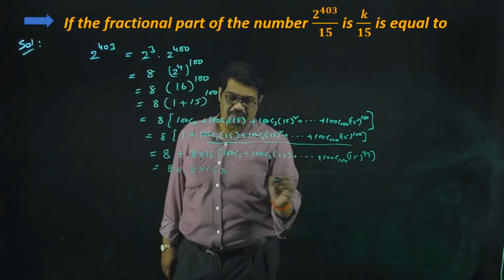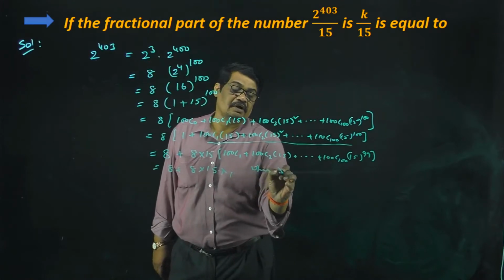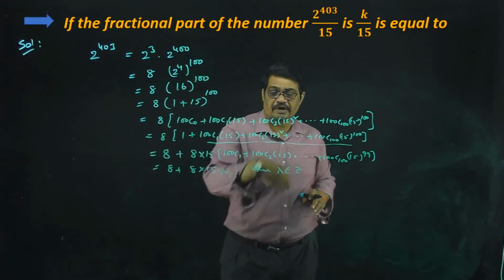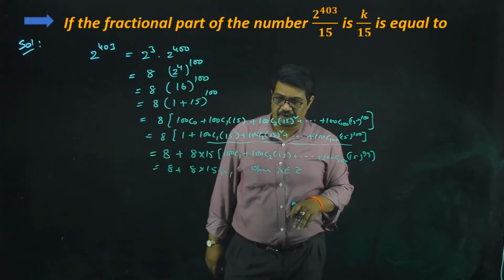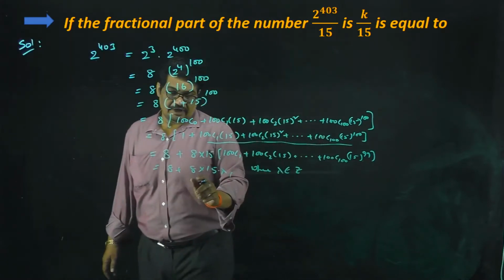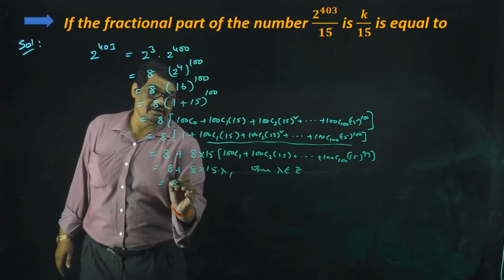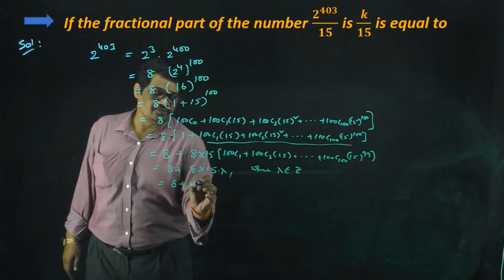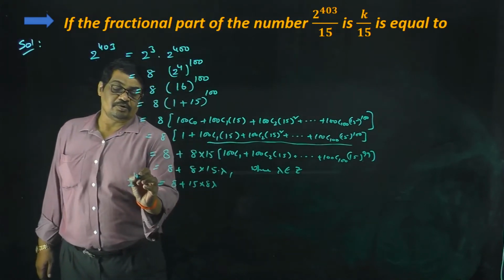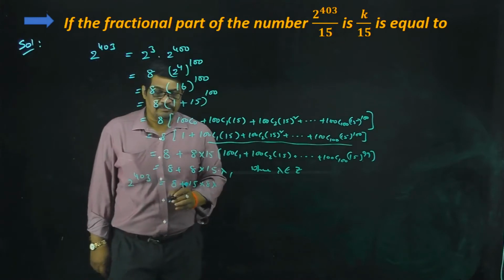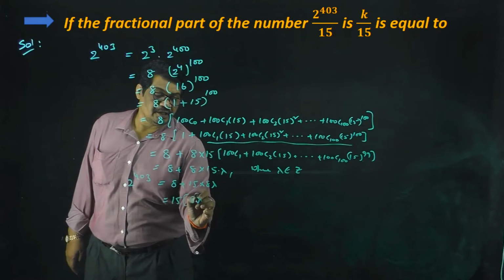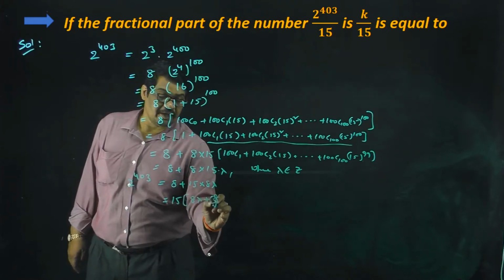Here this is some integer, where lambda is some integer. This is the sum of the product of the binomial coefficients and integers, so this sum is some integer. So now this can be written as 8 plus 15 into 8 lambda. Now this is 2 to the power of 403. Here 15 is common, so 8 lambda plus 8 by 15.